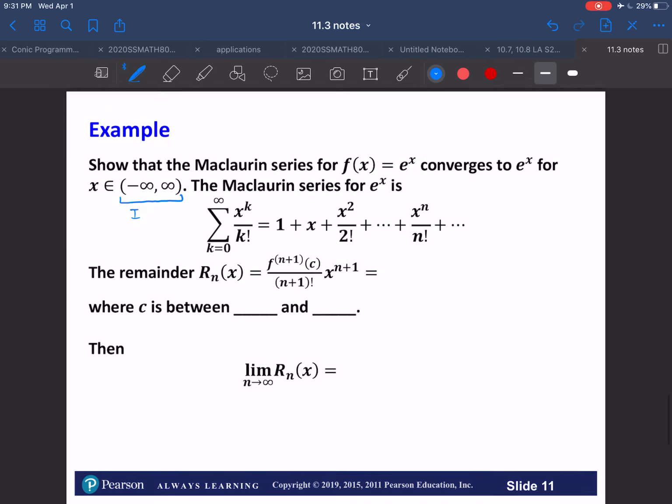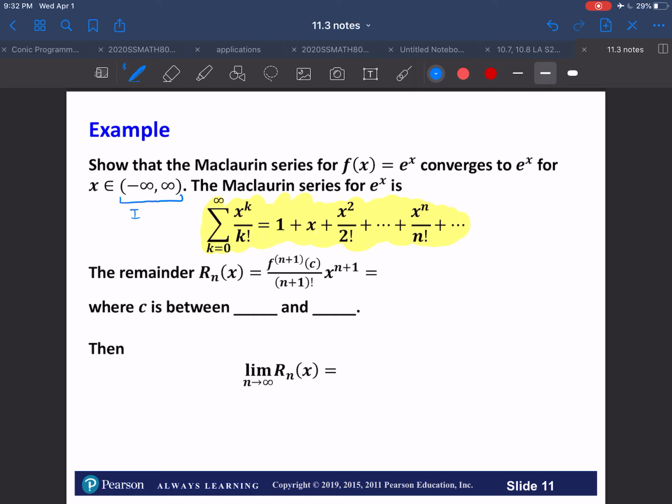The Maclaurin series for e to the x, and I haven't formally proven this to you, but this is true. This is the Maclaurin series for e to the x. It's a very useful one. You will see this again, I am sure. It is 1 plus x plus x squared over 2 factorial plus and so on, all the way up to x^n over n factorial, continued on indefinitely. And the remainder, R_n of x, is equal to f^(n+1) of c divided by n plus 1 factorial times x to the n plus 1.